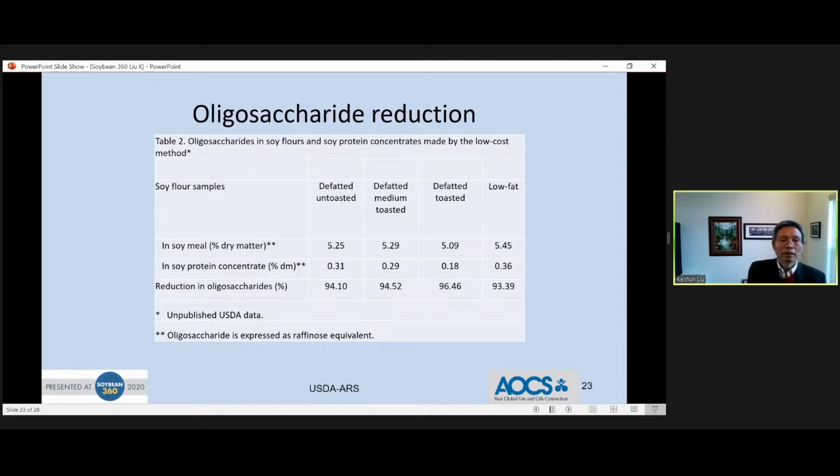And let's talk about how this process reduced the oligosaccharides. As you can see in the original soy meal, oligosaccharides are expressed as raffinose equivalent, because our method cannot distinguish between raffinose and stachyose. So they are expressed as raffinose equivalent. For all these four types of material, regardless of PDI value, they give a similar reduction, almost around 95%. So they are almost eliminated by this process.